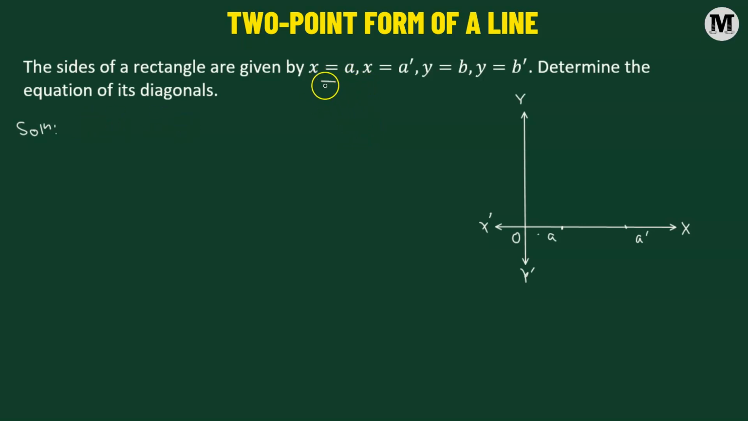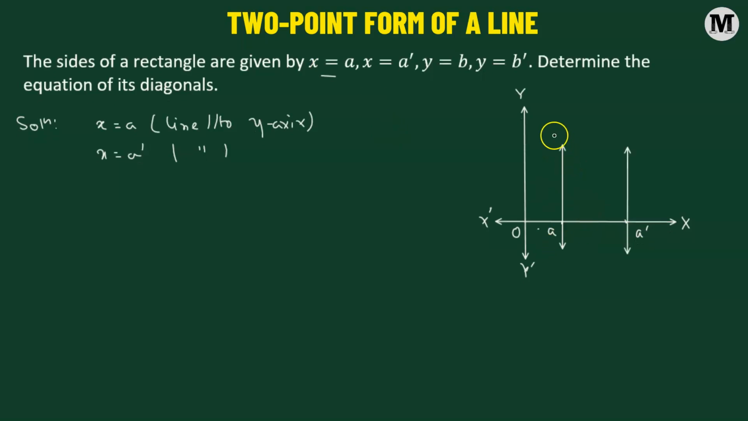Now, what is the graph of the line denoted by x equals a? Whenever we have x equals a, this is going to be a line parallel to the y-axis. Similarly, x equals a prime is also going to be a line parallel to the y-axis. So let's draw two lines passing through the points x equals a and x equals a prime, parallel to the y-axis. So here we have the two lines x equals a and x equals a prime.